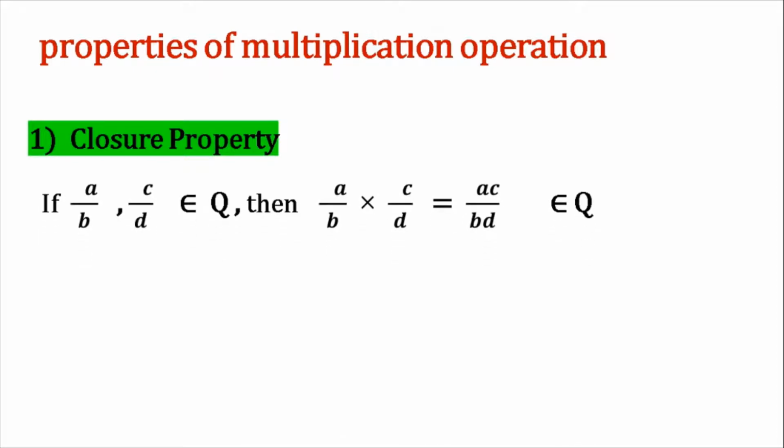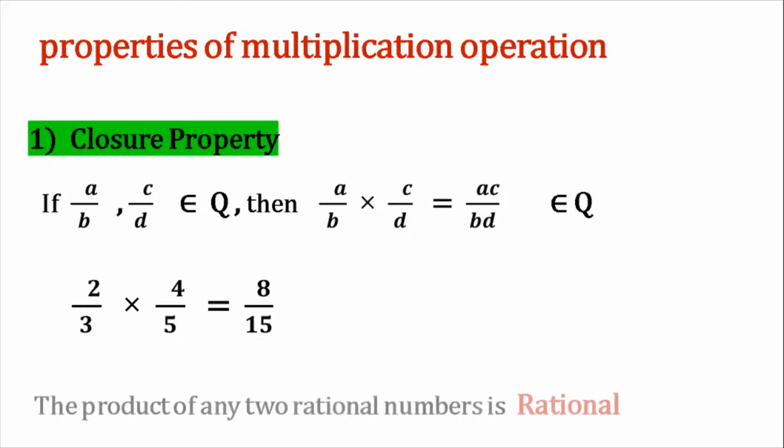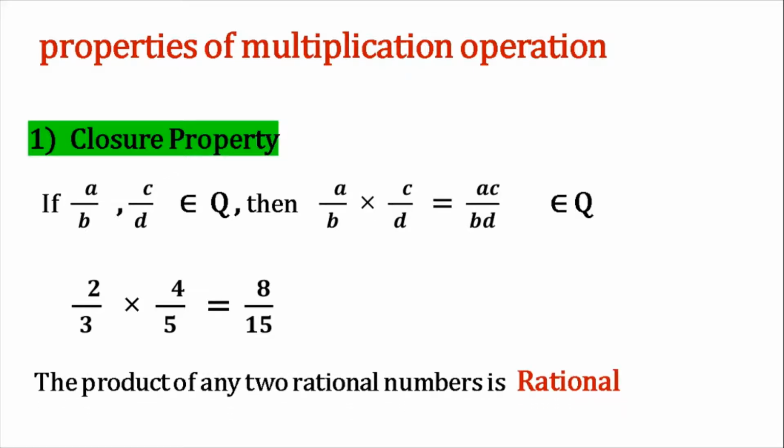Properties of multiplication operation. Number 1, closure property. If A over B and C over D belong to Q, then A over B multiply C over D equal AC over BD belong to Q. Example, 2 over 3 is a rational number belonging to Q, multiplied by 4 over 5, a rational number also belonging to Q. The result will be 8 over 15, which belongs to Q, which means that the product of any two rational numbers is rational.